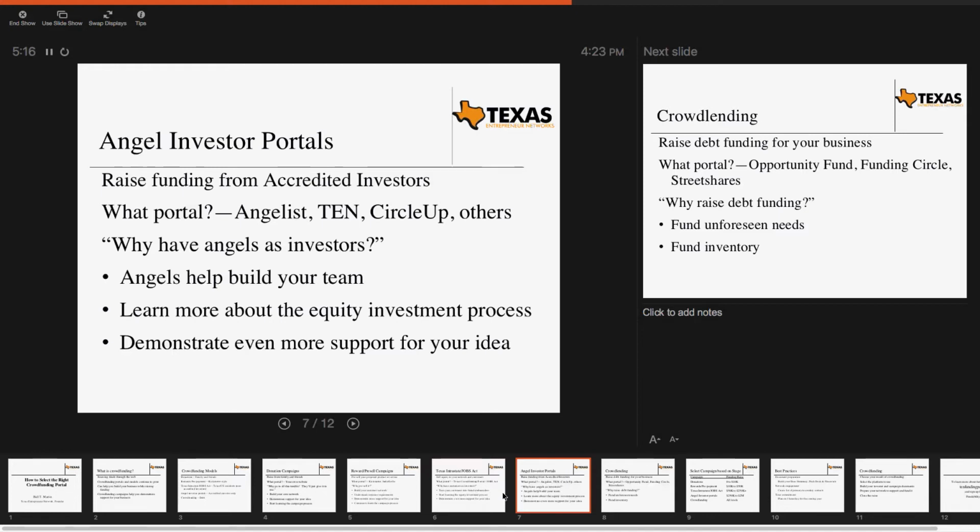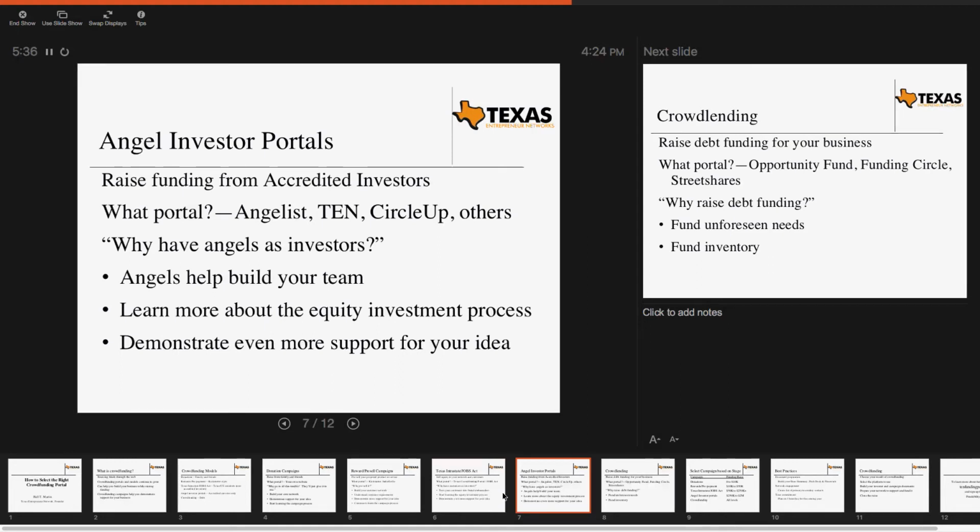And the question is, why have angels as investors? Well, angels can help build your team. They're very good about helping bring other people in to help you run and grow the business. And you're going to learn even more about the equity investment process through angel investor portals. And again, you're going to be demonstrating more support for your idea.